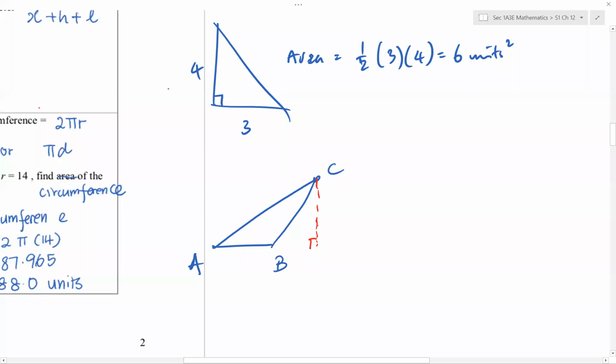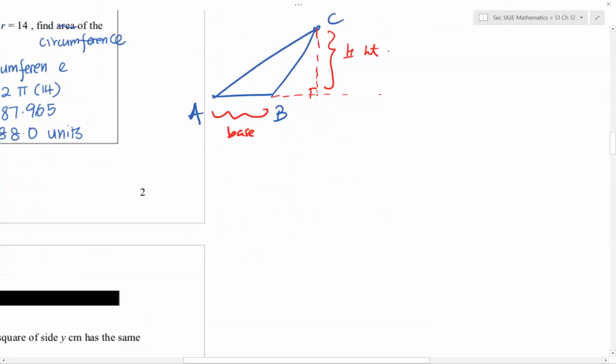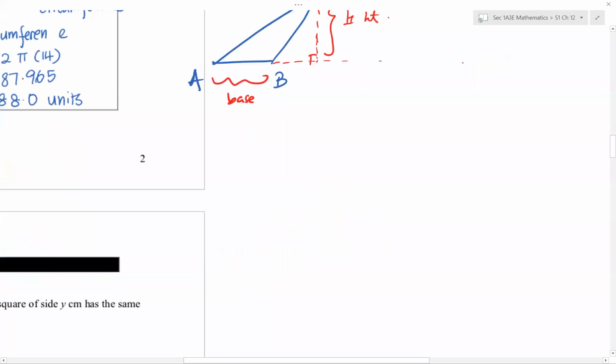And what else do you need to do? You need to extend AB, isn't it? So this AB will be our base. And this will be our perpendicular height. Can? But what about another triangle? A, B, and C. What about this particular triangle? How do we find this area? What information do you need?